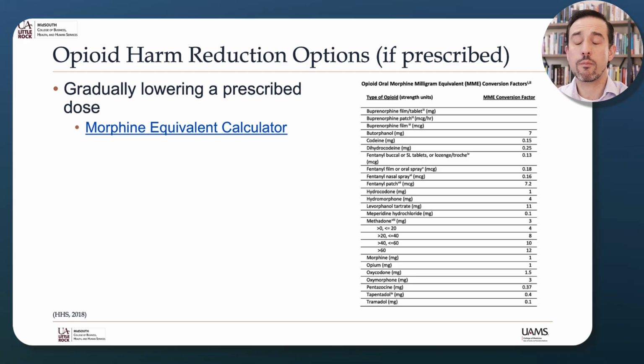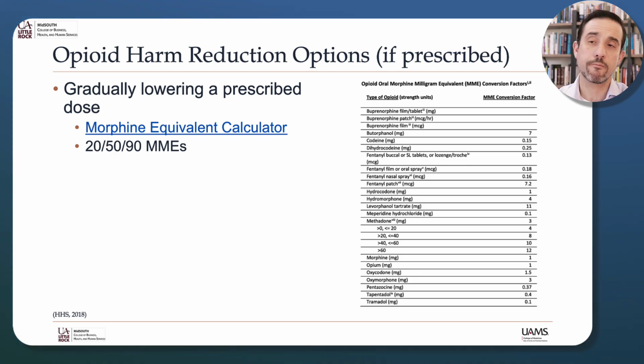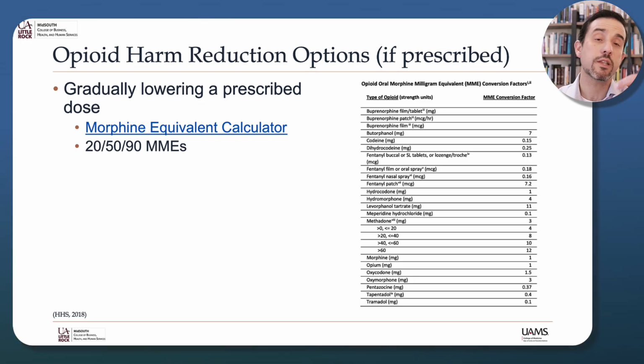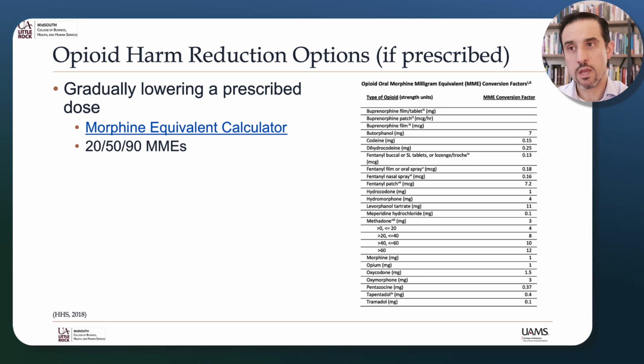Some cutoffs to think about. The widely accepted lowest risk dose for someone to be on for opioids, generally speaking, is 20 morphine equivalents per day. So that would be, say, 20 milligrams of hydrocodone. That would be 5 milligrams of hydromorphone. The next cutoff is at 50. Ideally, if not under 20, under 15 morphine equivalents per day.